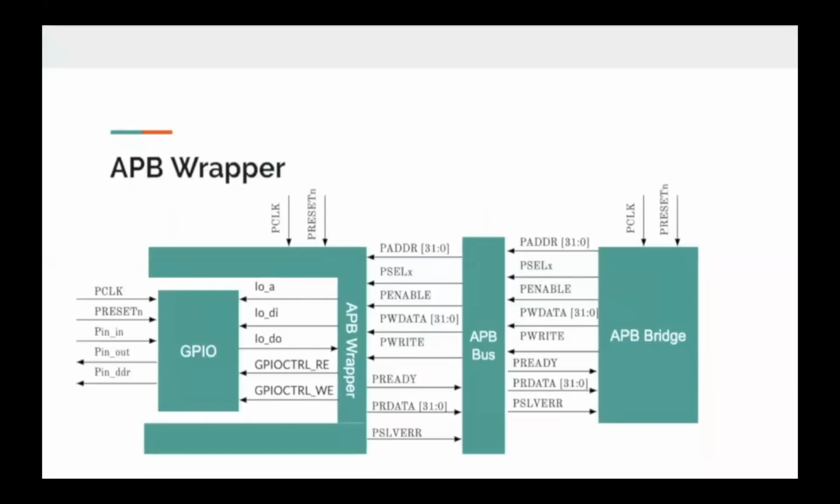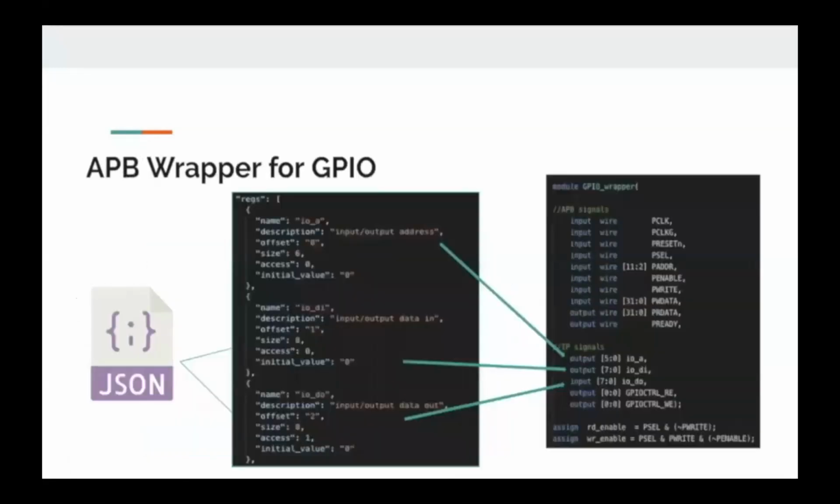This is an example of an APB wrapper for a GPIO. As you know, the master, which is here the APB bridge, communicates with the bus, and the bus communicates with all IPs. In our case, the bus communicates with the wrapper, and the wrapper communicates with the GPIO. There is no direct communication between the GPIO and the bus itself. The wrapper basically transforms the GPIO into registers, allowing the master to read and write from and to these registers. So in the JSON objects, we define these registers.